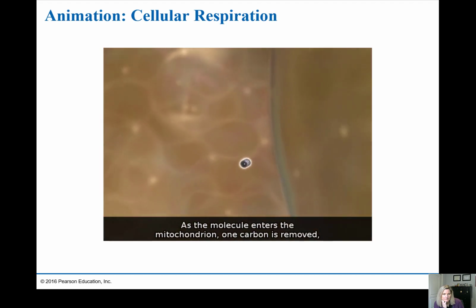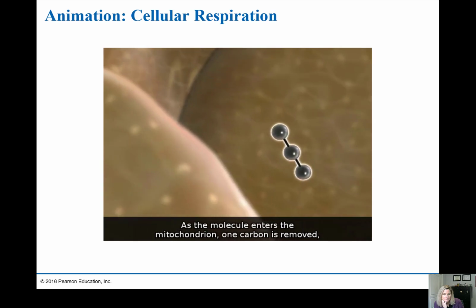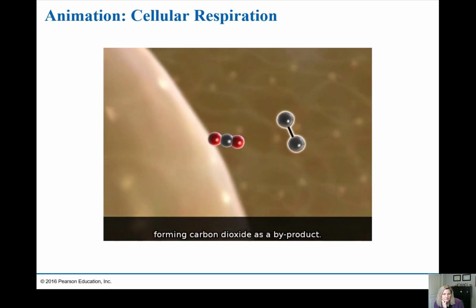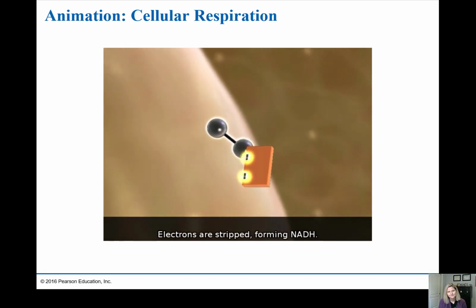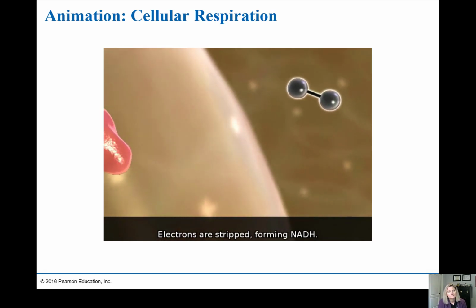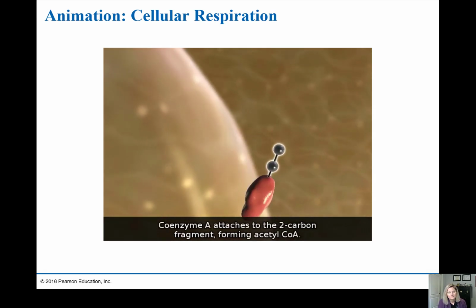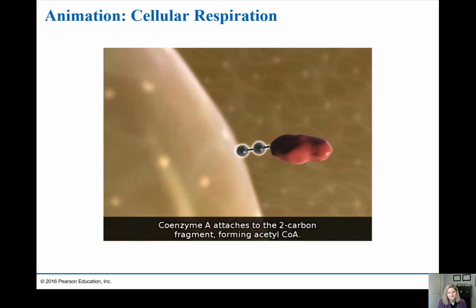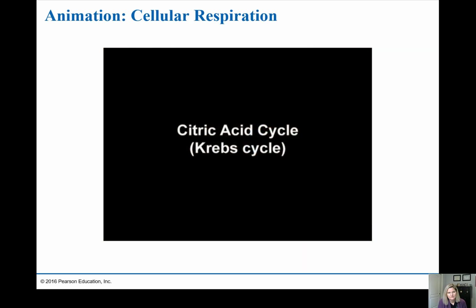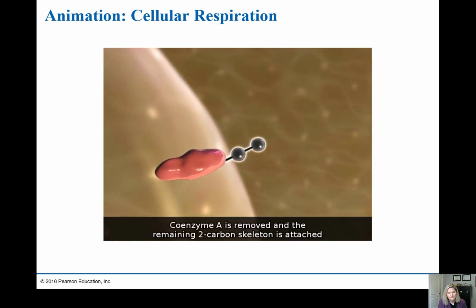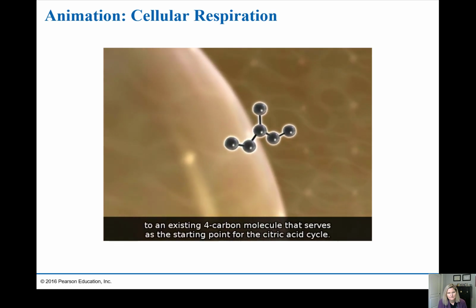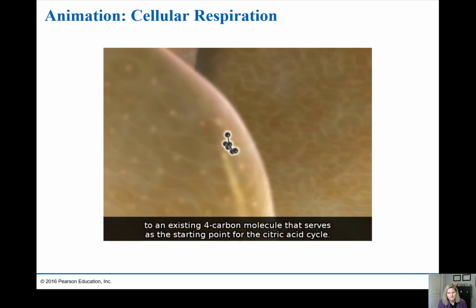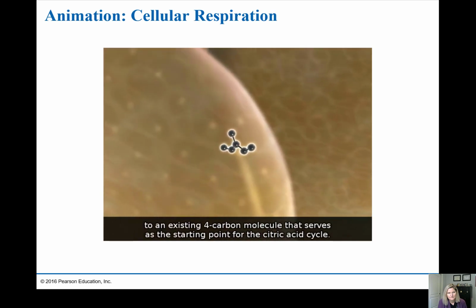As the molecule enters the mitochondrion, 1 carbon is removed, forming carbon dioxide as a byproduct. Electrons are stripped, forming NADH. Coenzyme A attaches to the 2-carbon fragment, forming acetyl-CoA. Coenzyme A is removed, and the remaining 2-carbon skeleton is attached to an existing 4-carbon molecule that serves as the starting point for the citric acid cycle.